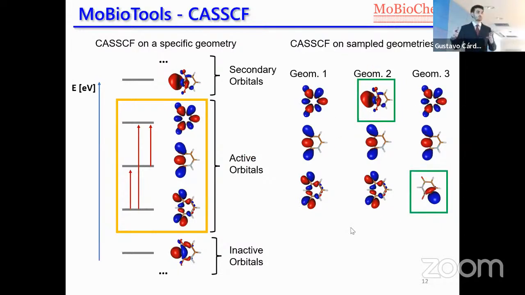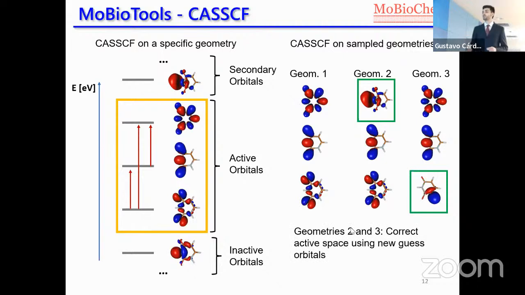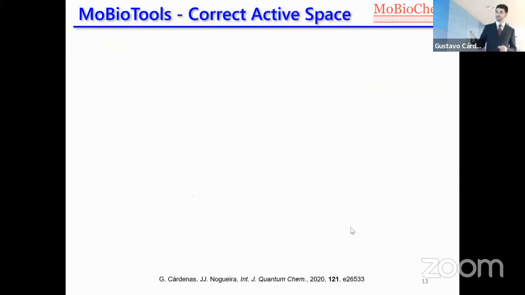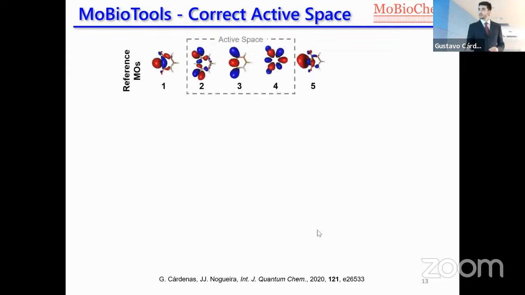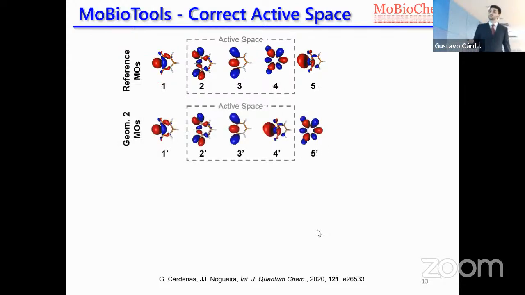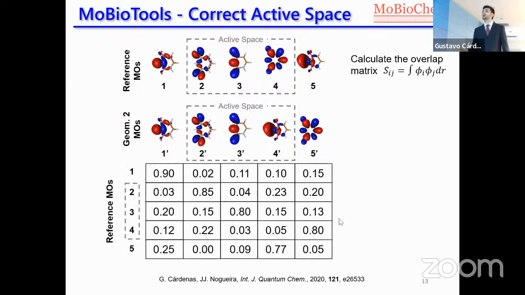Now, as I said before, we have to be consistent with the level of theory throughout the ensemble of geometries that we are considering. So for this reason, for geometries 2 and 3, the active space would need to be corrected. So within the MOBILE toolkit, we have implemented this tool, which is basically an automatic corrector of the active space for an ensemble of geometries. So what does this algorithm do? The first thing that it does is consider a reference set of molecular orbitals, for example, the orbitals of the ground state equilibrium geometry. Then for each one of the problematic geometries, for example geometry 2, it takes the orbital set of that geometry, and then it computes the overlap matrix between these two orbital sets.